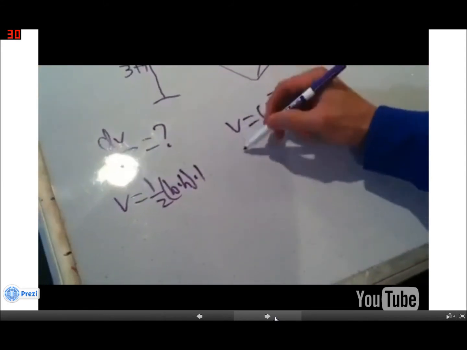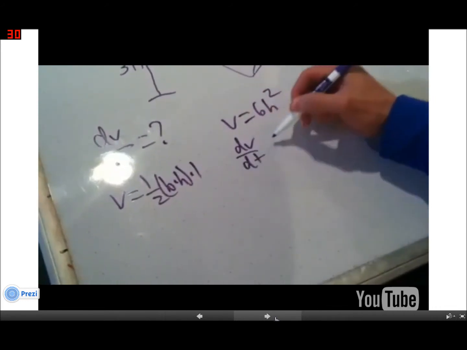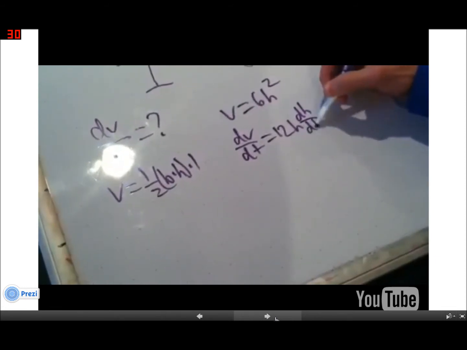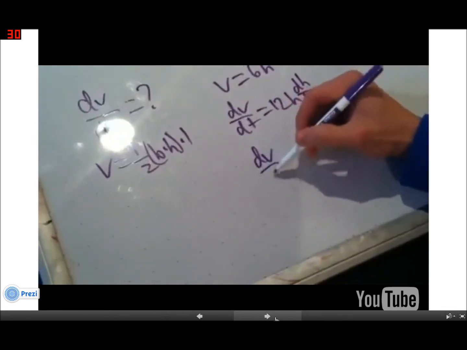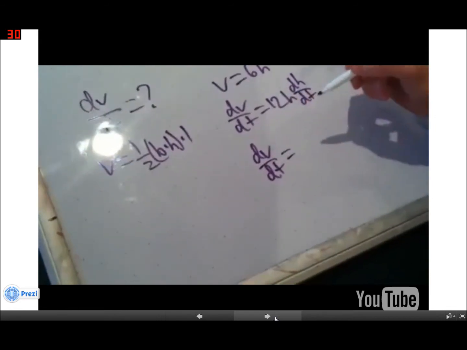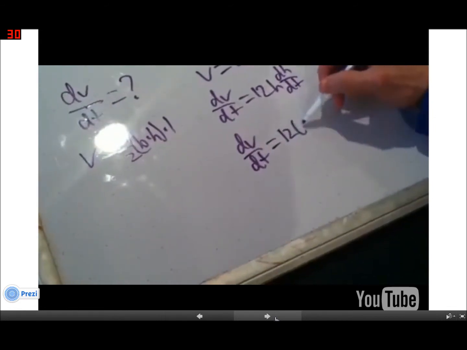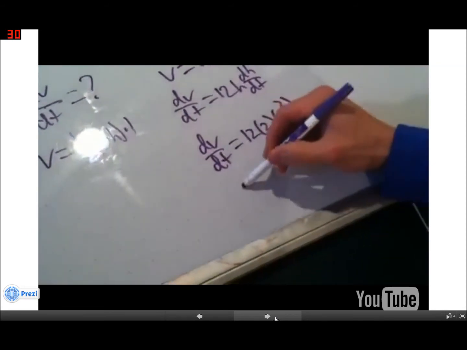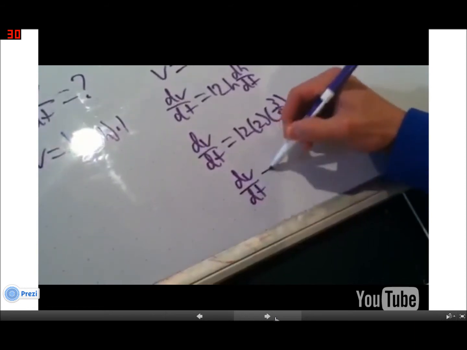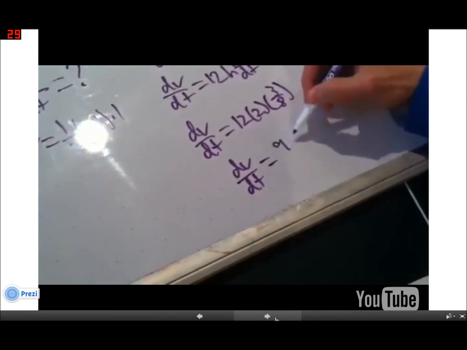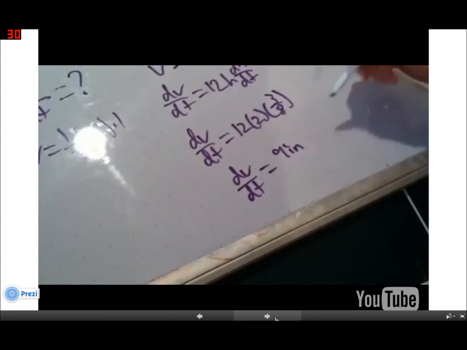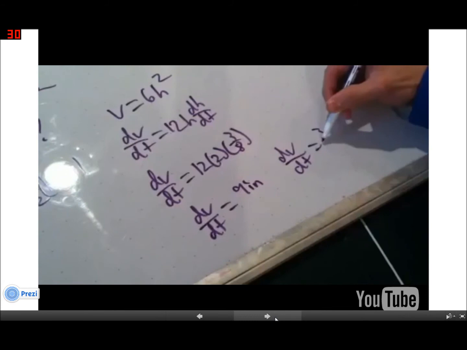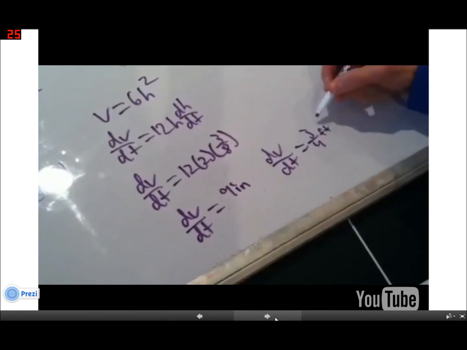And we'll take the derivative, so it's dV over dt equals 12H dH over dt. Now we're solving for dV over dt, so we plug in the other values: 12 times 2 times 3/8. And we get dV over dt equals 9 inches, which can be converted into feet, so dV over dt equals 3/4 feet cubed.